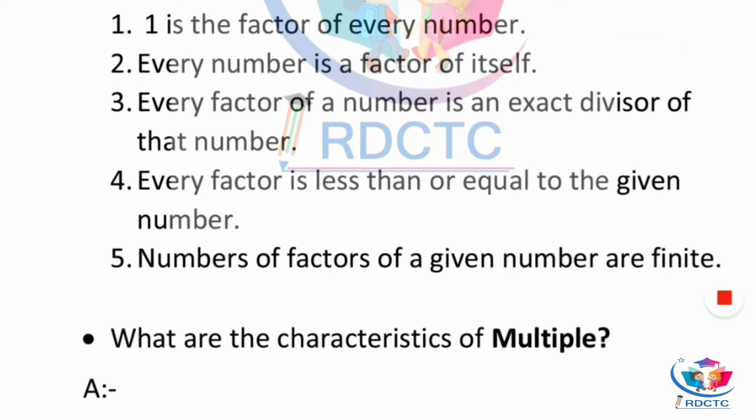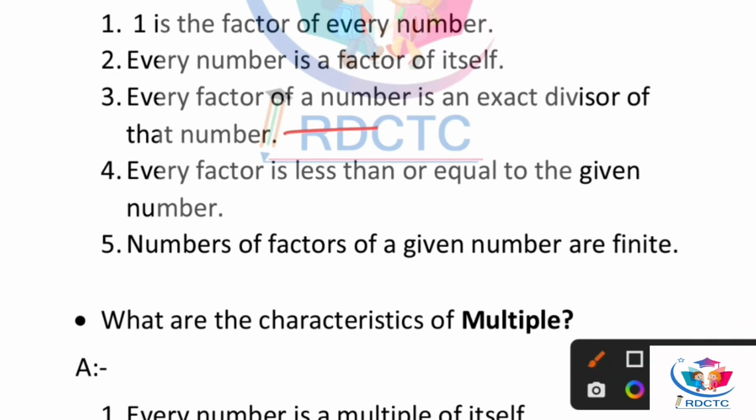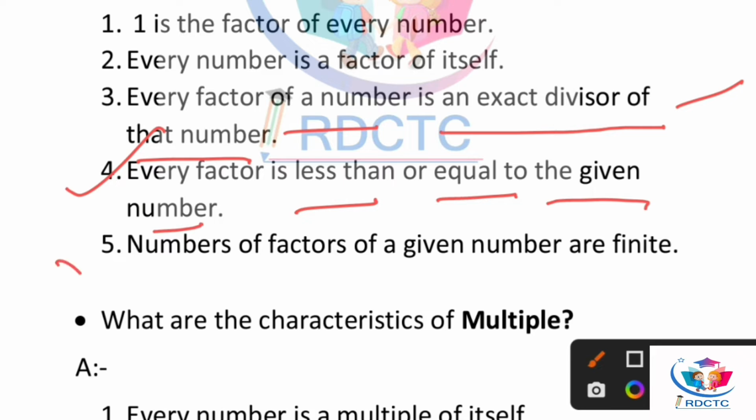Number 3: every factor of a number is an exact divisor of that number. After division, there will be no remainder left. Number 4: every factor is less than or equal to the given number. And number 5: the number of factors of a given number is finite.